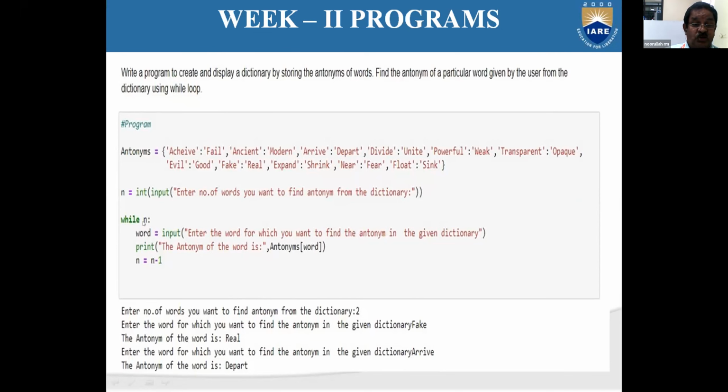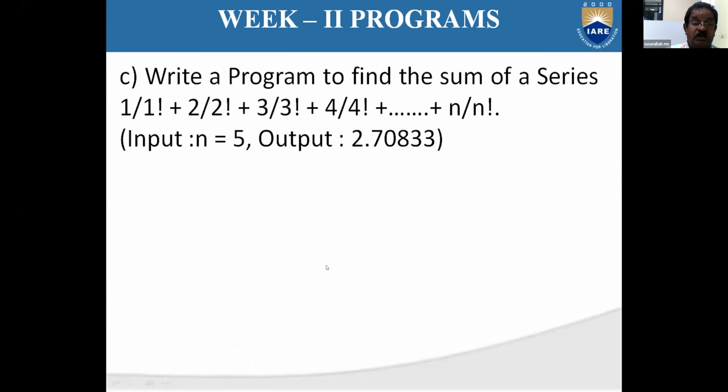Then the condition is going to be checked. If the condition is true, then you will be entering the word for which you want the antonym, and you will be printing the word and its antonym. Then n will be decremented. So for example, if I input n as 5 words you want to find, 5 will be decremented: 5 becomes 4, 3, 2, and so on. If the condition fails, that is 0, then it will come out of that particular loop.